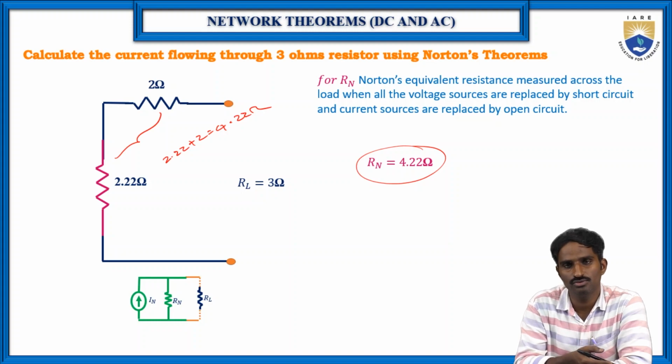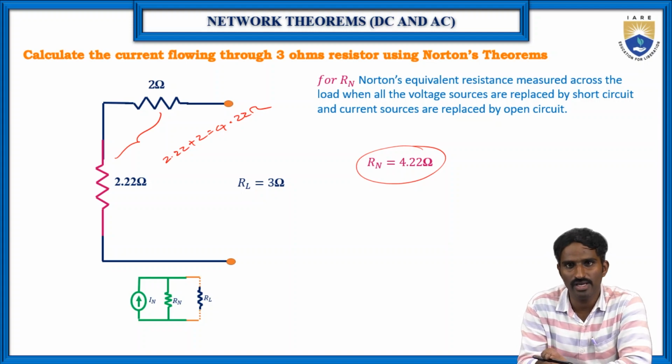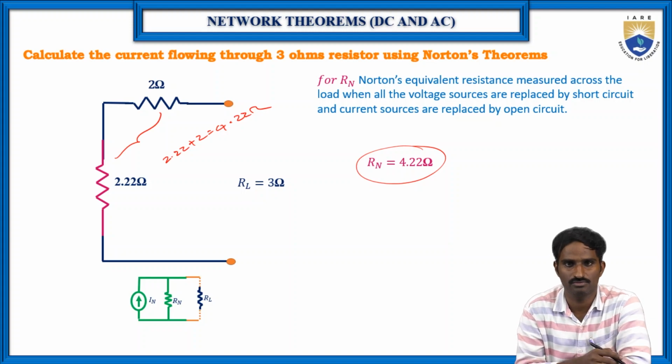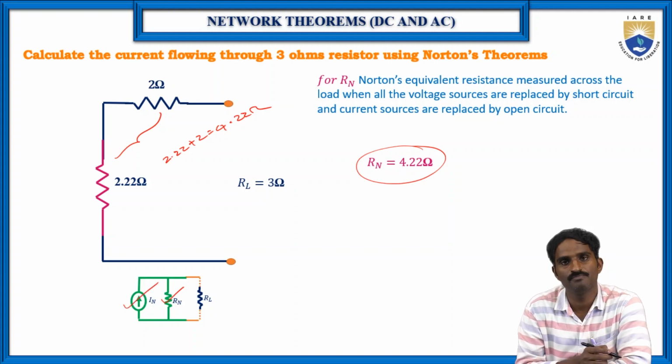In the previous case also, when we were discussing the Thevenin's resistance, it was the same 4.22, because the procedure to find R Thevenin and the procedure to find R Norton is the same, right? That's why we got the same value, because we applied these two theorems to the same circuit, right? Okay, now we got the value of R Norton. Now we are going to find the value of the I Norton current.